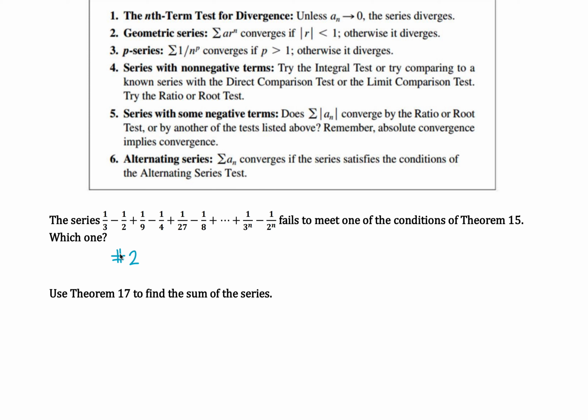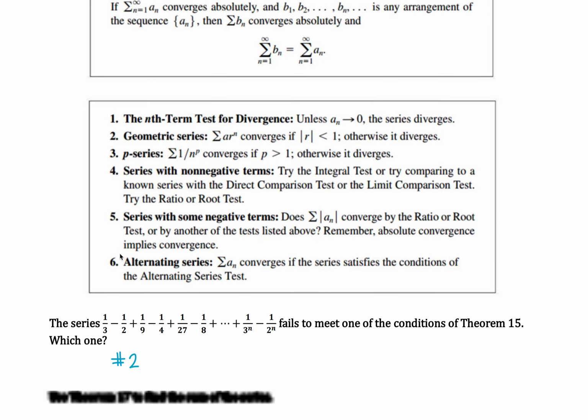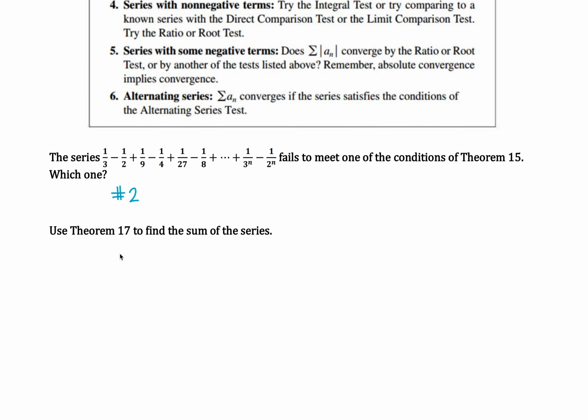So what can we do here? Well, we can use that rearrangement theorem, which is at the top of the page here, and rewrite this. So I'm going to rewrite the series, and you maybe can see where this one is going. I'm going to rewrite it as such. I'm going to write it as 1/3 plus 1/9 plus 1/27 plus, dot, dot, dot, plus 1/3 to the n.